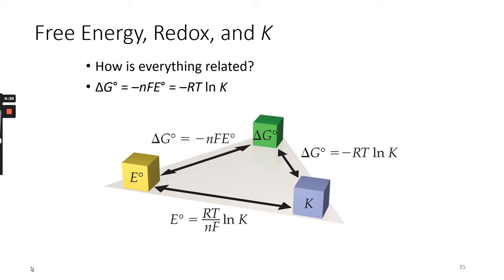So how are all of these things related? We have delta G naught is equal to negative nFE naught. It's equal to negative RT log K. So here's how all three of these mathematically are related: our potential of our cell, our free energy, and our equilibrium constant.